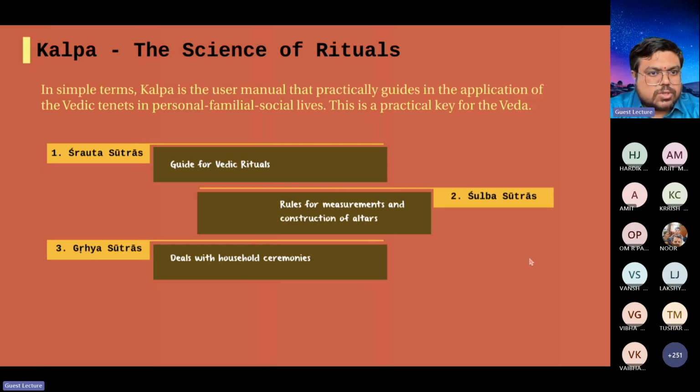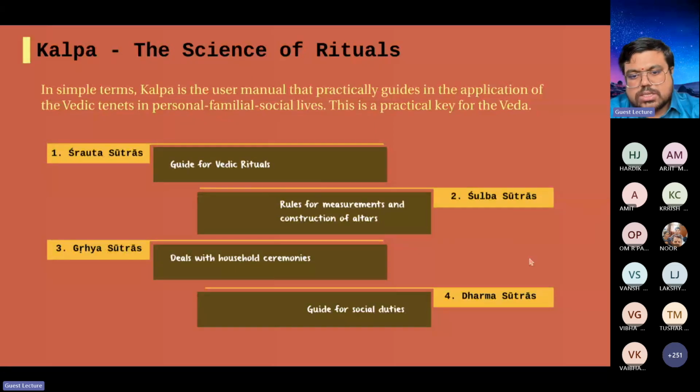Then we have Grihya Sutras, that means something to do within the household. You might have heard about Satyanarayana Swami Vratam, or the Griha Pravesha Puja, the housewarming or house-entering ceremony, and marriage ceremonies. All these come under Grihya Sutras. Then you have Dharma Sutras for congregational activities of social duties. These are the 4 categories of rituals that are taught by the Kalpa.